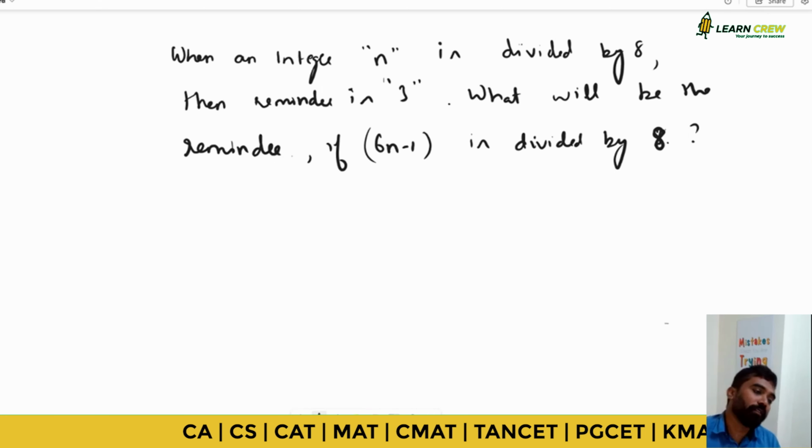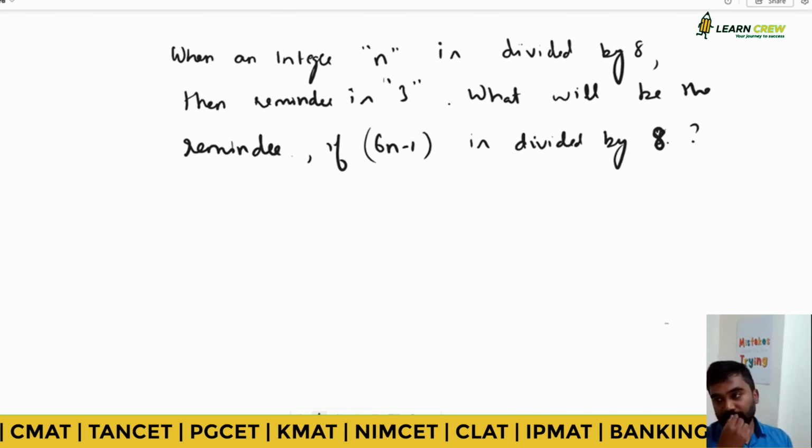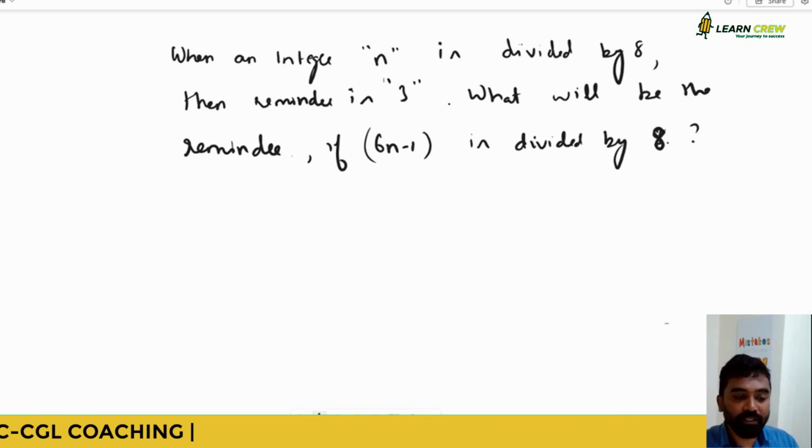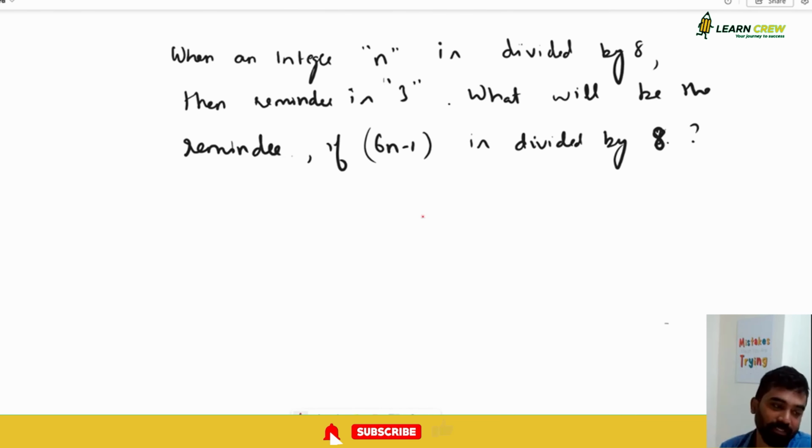A random integer n is divided by 8, and it gives a remainder 3. They're asking you the question: if an integer called 6n minus 1 is divided by 8, what is the remainder going to be? Tell me, how do you do it? Now take some random numbers.